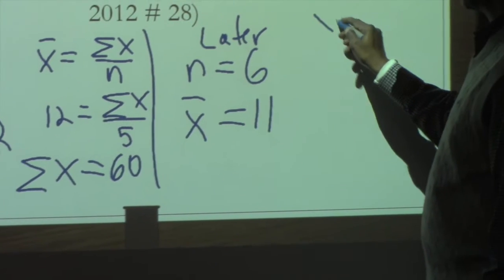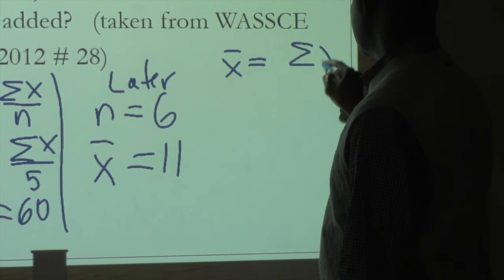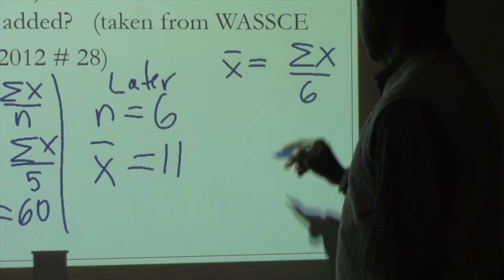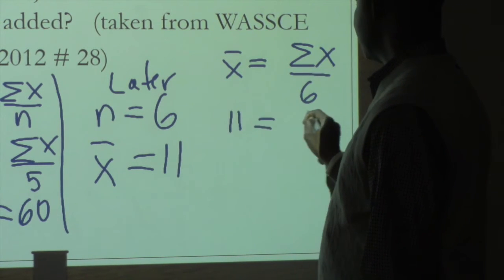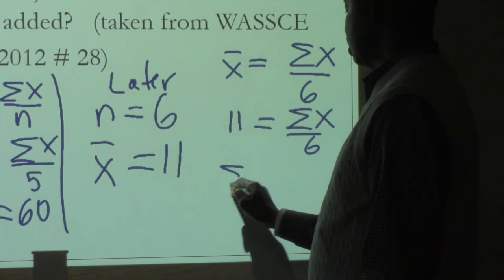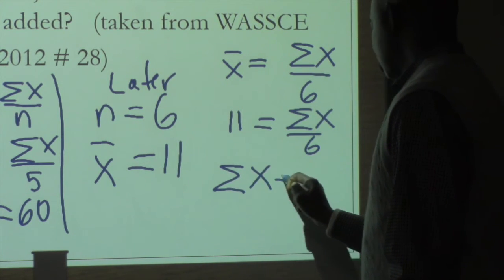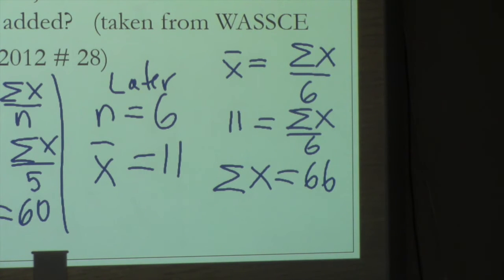We do the same thing over here. We say x bar is equal to the summation of all the x's over 6. And x bar is 11. So we have the summation of all the x's over 6. So the summation of the x's is 11 times 6, which is 66. So how do we find the number that was added?